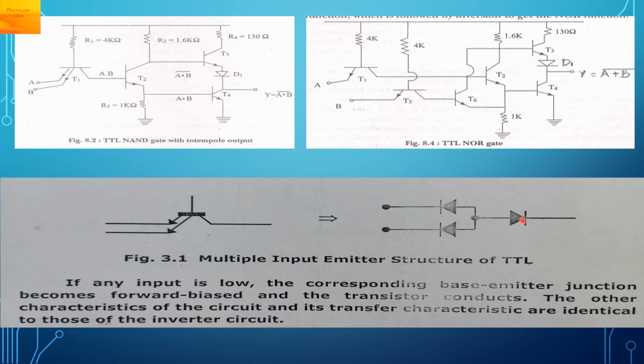So if any input is low, here you are going to apply the inputs A and B. If any of the inputs is low, that is, you are applying a low voltage to the emitter, to the N side, then what will happen? This diode will be forward biased. This is the base and this is the emitter. The base emitter junction will be forward biased, and when it is forward biased, that means the transistor will be able to conduct. It will become on.